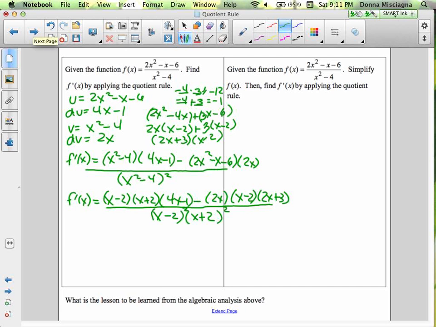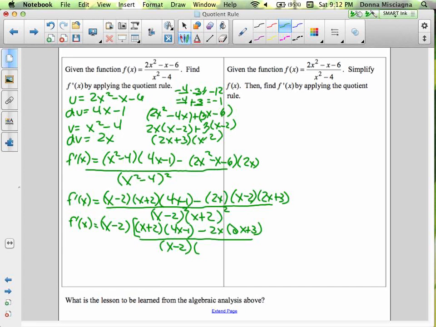All right, so we could factor out the x minus 2, and then that's it. And then we'd have an x plus 2, a 4x minus 1, and a negative 2x times 2x plus 3, and x minus 2 squared, and an x plus 2 squared.